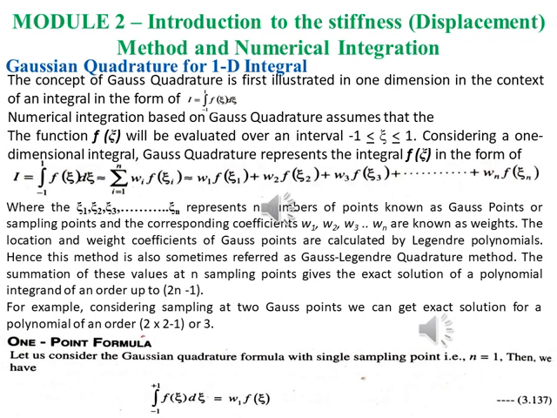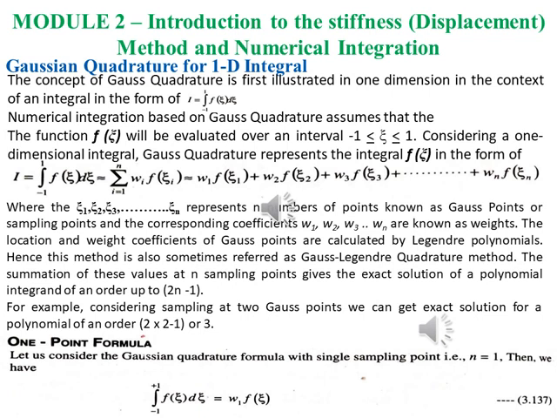So here z1, z2, z3 represent the points known as Gauss points or sampling points, and the corresponding coefficients w1, w2, w3 up to wn are the weights. They are called the weights. So the location and weight coefficients of Gauss points are calculated by Legendre polynomials. So this method is also referred to as the Gauss-Legendre quadrature method.